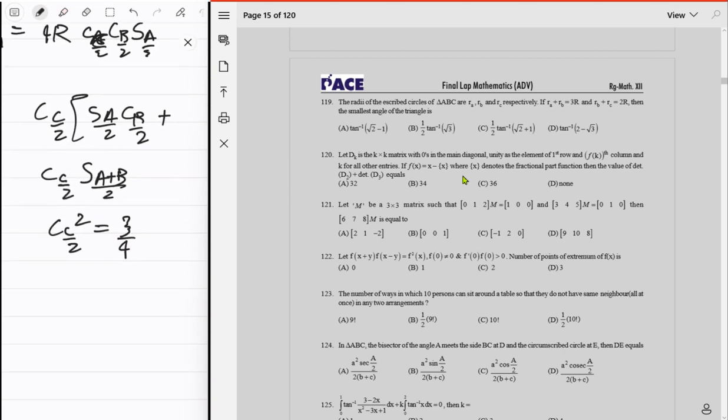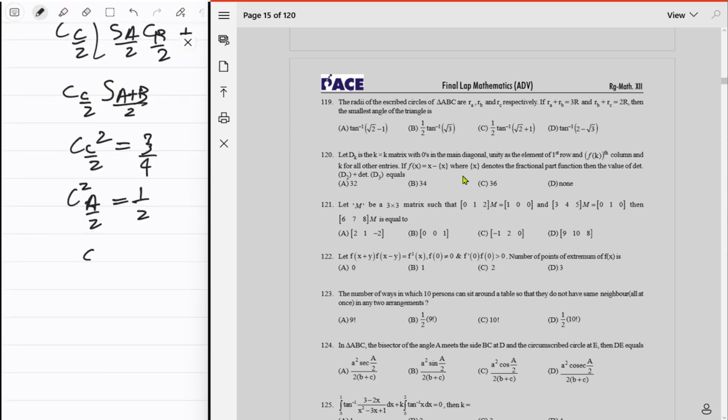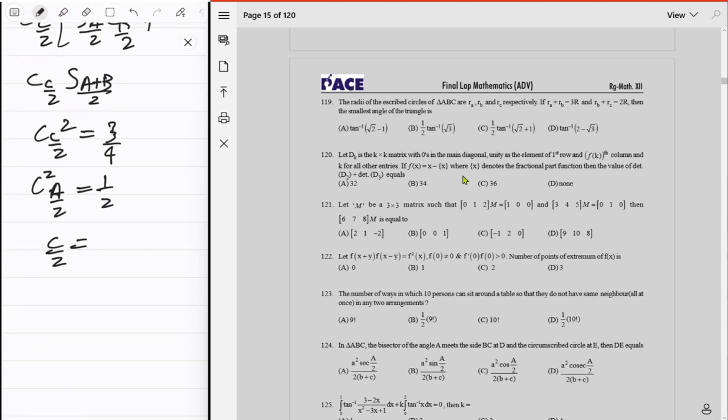Similarly यहाँ पे क्या होगा, cosine square of A upon 2 is equal to 1 upon 2, right? So ठीक है, C upon 2 क्या हो गया, this is just square root of 3 upon 2 आएगा यहाँ पे, so C upon 2 should be something like... क्या कर रहा था यार मैं? Yeah, it's just 30 degrees. So C will just be like 60 degrees, I guess. So C is 60 degrees.